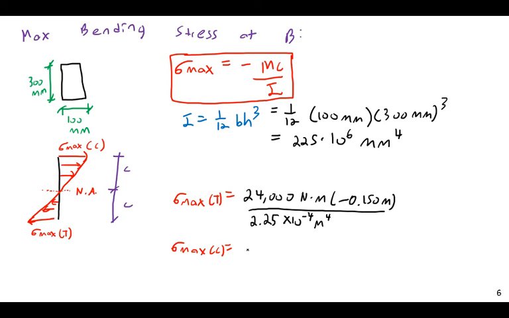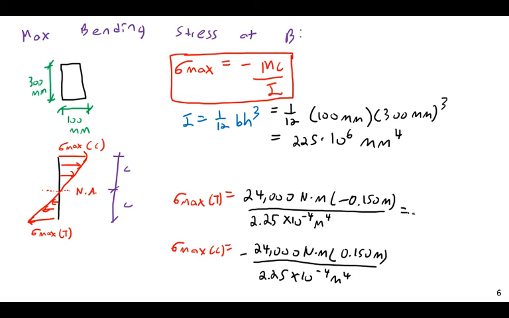And then this is the same idea, except C will not be negative. So negative 24,000 Newton meters times a positive 0.150 meters over 2.25 times 10 to the negative 4 meters to the fourth. Is that a negative at the beginning? Yeah, that should be a negative there, thank you.